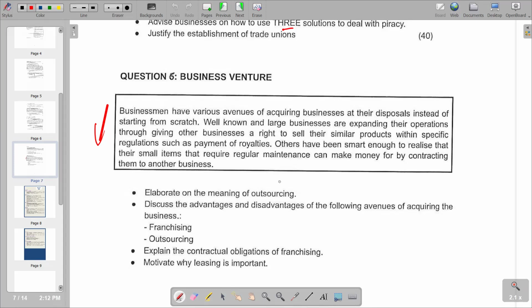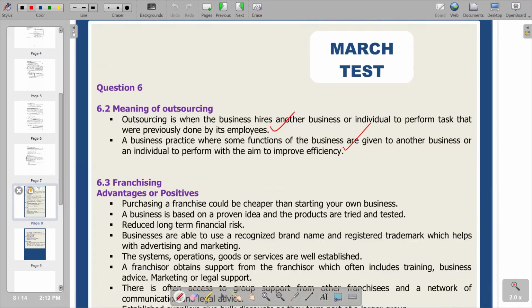So we need to come up with advantages that we have under franchising. So we're going to say that the first positive or advantage is that purchasing a franchise could be cheaper than starting your own business. Remember, the expenses that are needed and the capital that is needed to start your own business might be a huge amount. But if you talk about franchising, it will be a cheaper option.